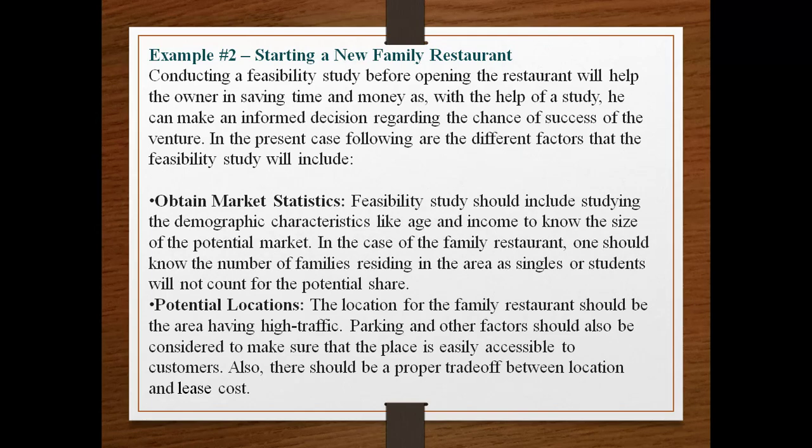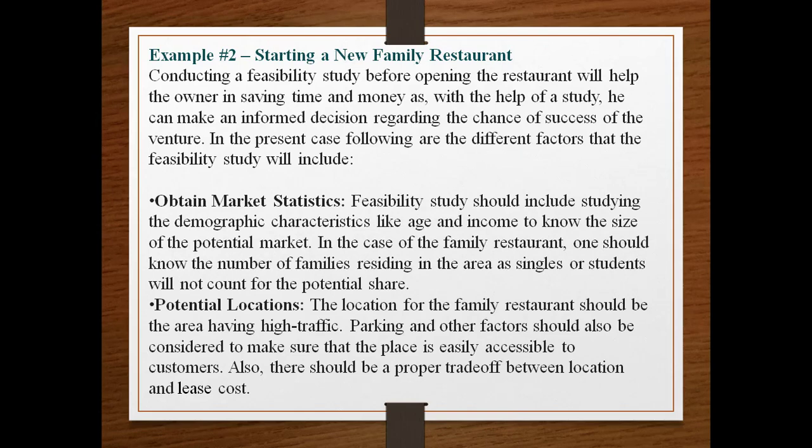In this case, there are different factors for which the feasibility study is going to be done. First, it is going to obtain the market statistics. It is going to identify the income of families and what type of restaurant has to be opened. The feasibility study looks at demographic characteristics like age and income to know the size of the potential market: how many people go regularly to the restaurant, what is the age of students or family people who go to the restaurant, and how much they spend. All these things will help identify and tell me whether I should go for that market or not.